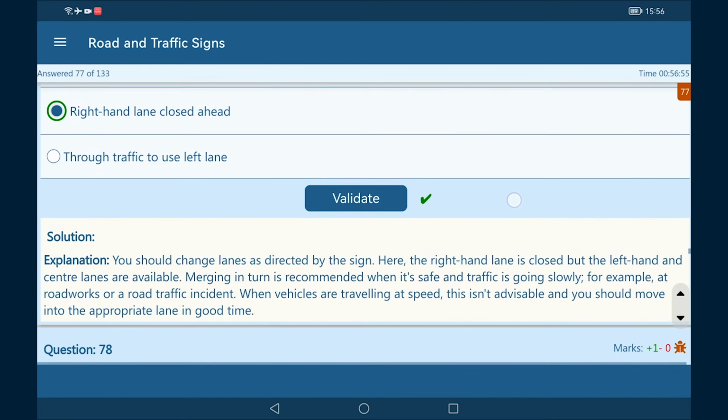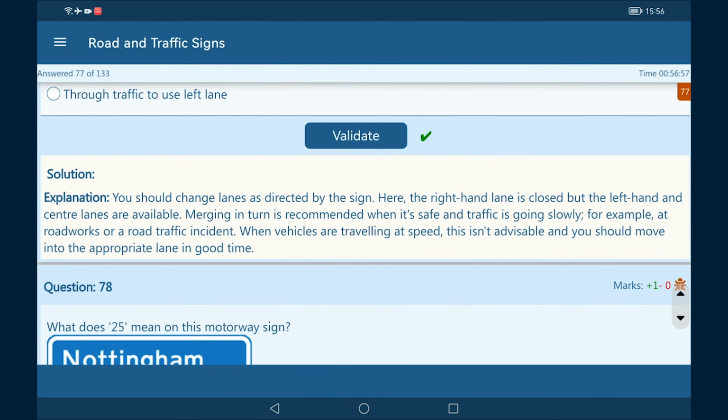Explanation. You should change lanes as directed by the sign. Here, the right-hand lane is closed, but the left-hand and center lanes are available. Merging in turn is recommended when it's safe and traffic is going slowly, for example at roadworks or a road traffic incident. When vehicles are traveling at speed, this isn't advisable, and you should move into the appropriate lane in good time.